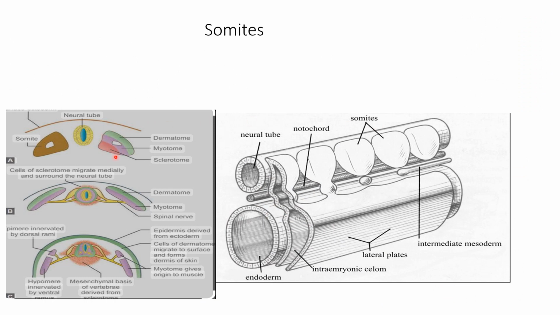Here we can see the somites develop from paraxial mesoderm. Ventromedially the sclerotome is there. It will migrate around the notochord and form the vertebral column. Then the dermatome is lying just beneath the ectoderm. It will form the dermis and also the subcutaneous tissue. And the myotome will divide into the epimere, which is supplied by the dorsal ramus, and the hypomere, which is supplied by the ventral ramus.